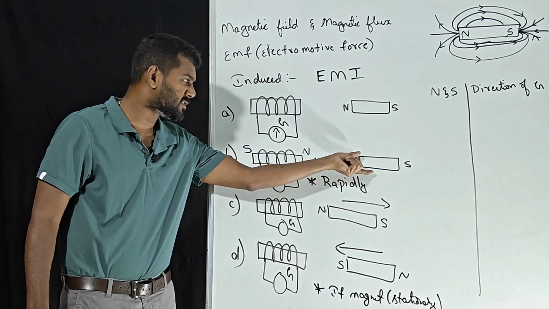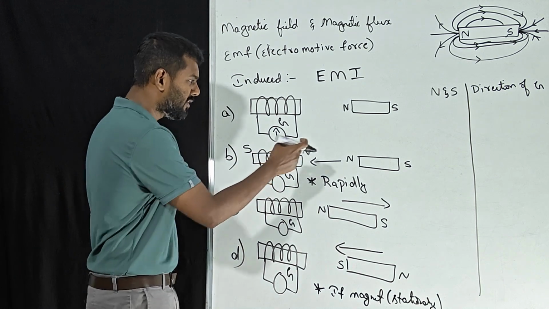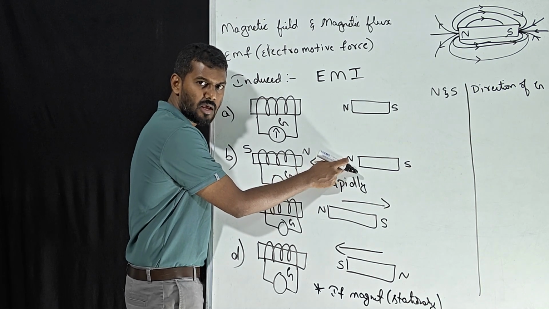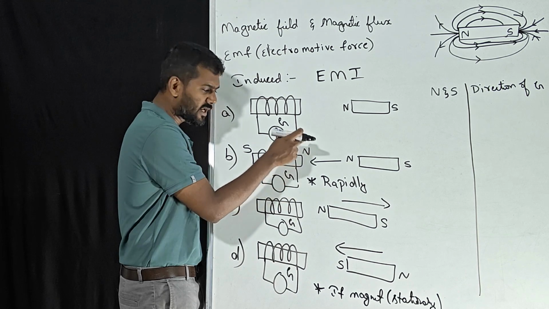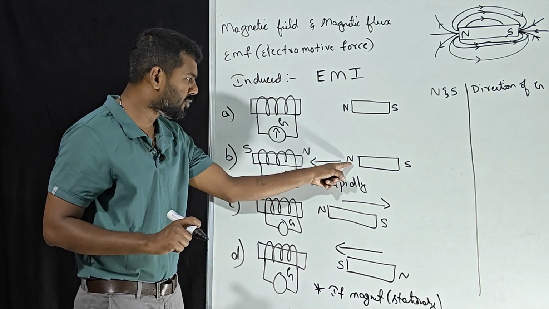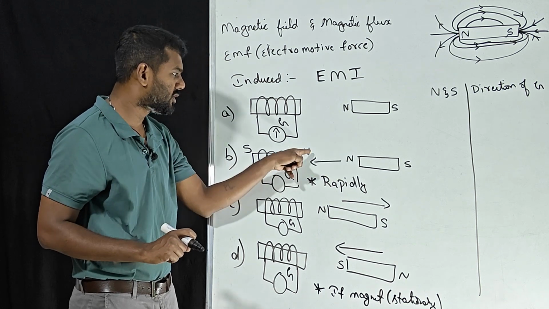See, whenever the magnet is moving towards the solenoid, this is nothing but a solenoid, right? So whenever this magnet is moving towards the solenoid, which pole is near to this one? North, right? So this side of the solenoid also becomes north. Keep that in mind. If south is moving towards it, this becomes south. Now north is moving, so this becomes north.